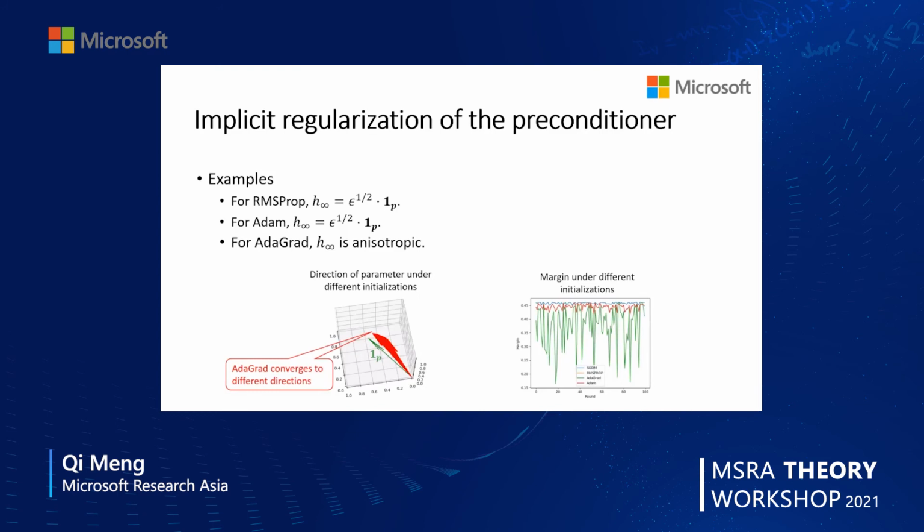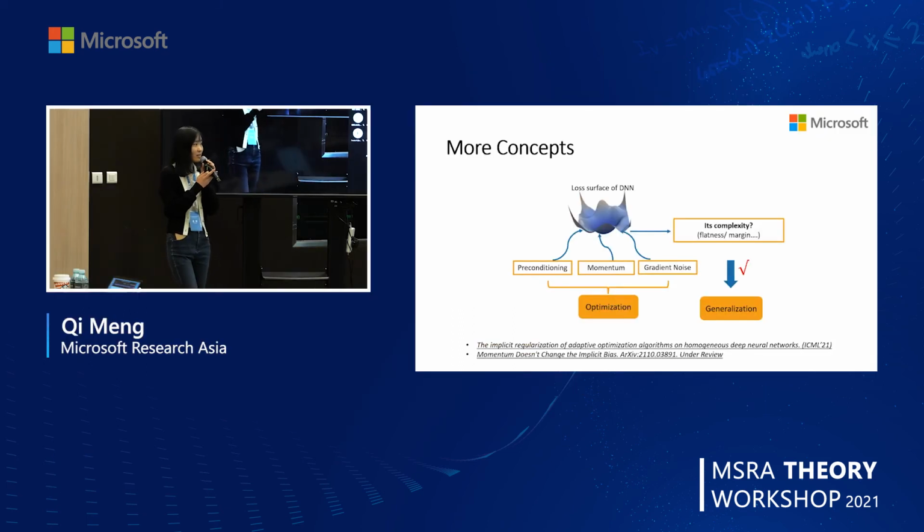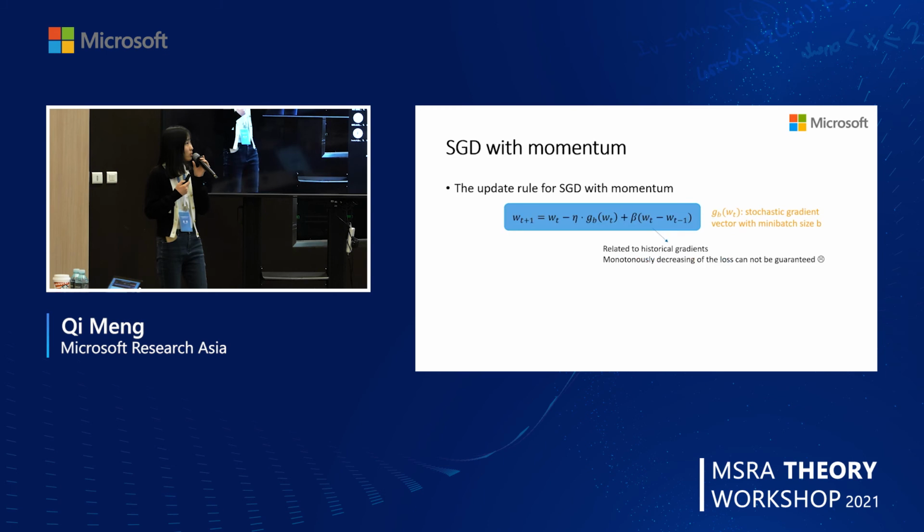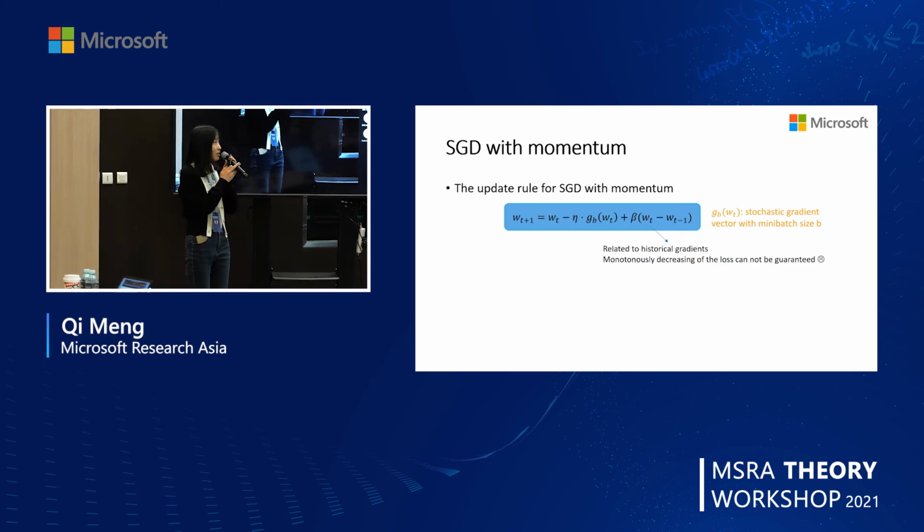We also evaluate the margin under different initializations, and it shows that AdaGrad converges to different directions, and its direction is very sensitive to initialization, which matches our practical observations. Besides preconditioning, we also care about how momentum and gradient noise influence the convergent direction of an optimizer. Next, I'll introduce our study on stochastic gradient descent with momentum.